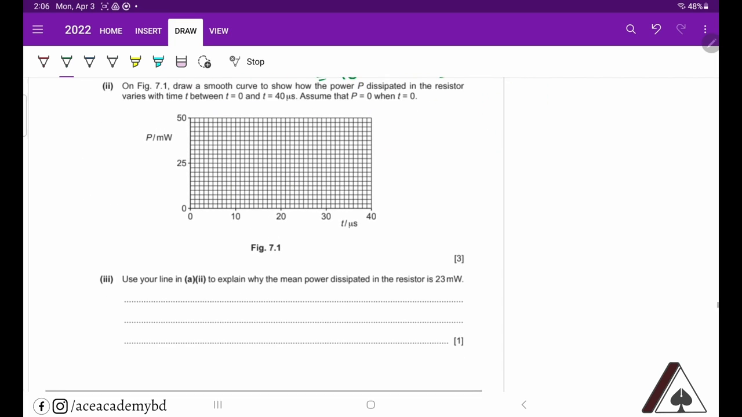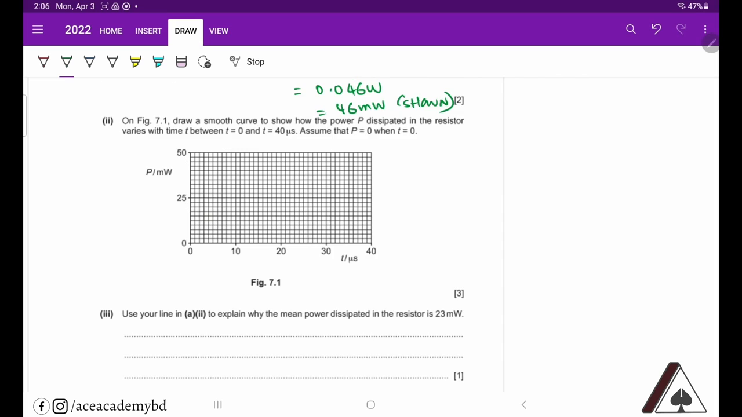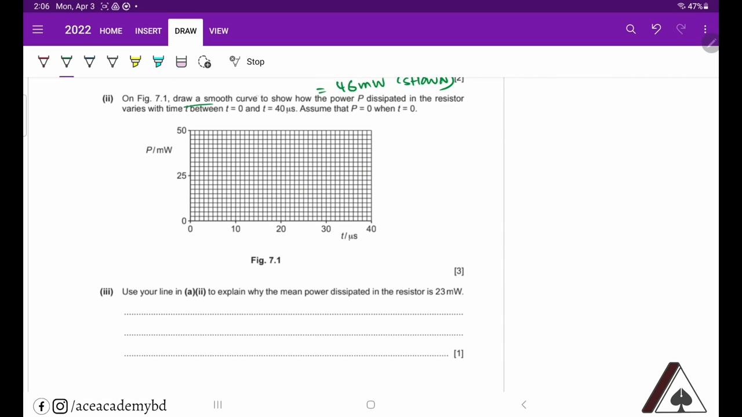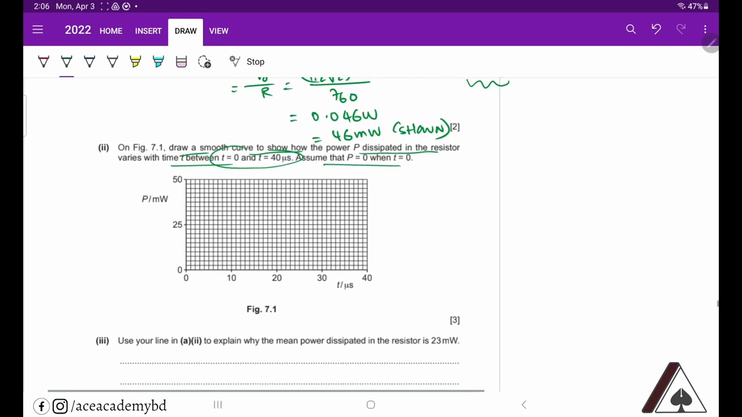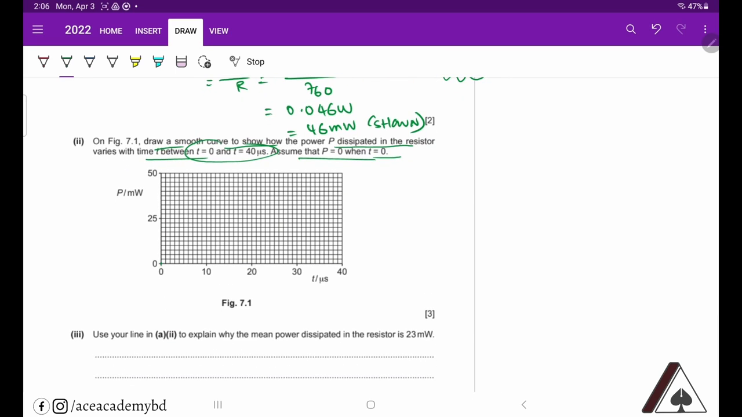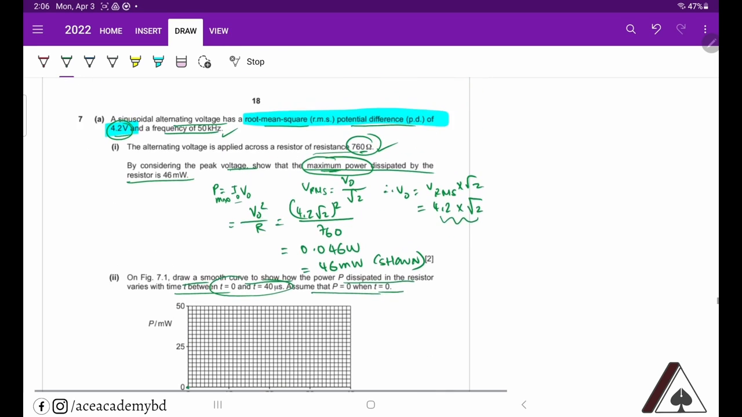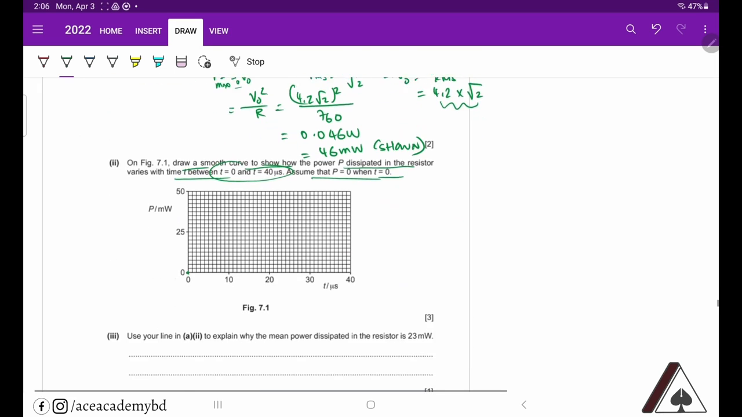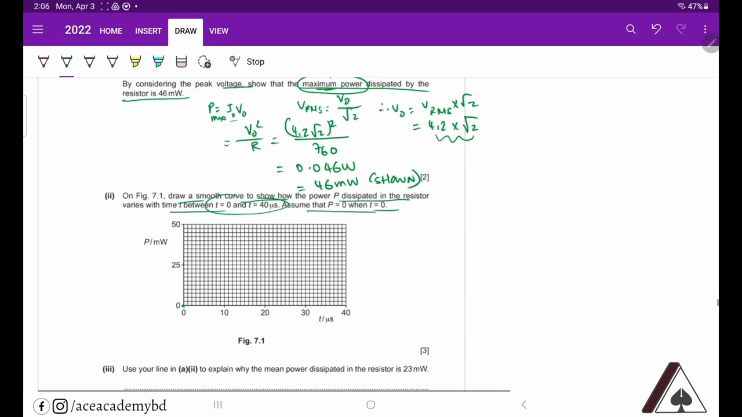Okay, the next part. The examiner asks us, on figure 7.1, to draw a smooth curve to show how the power dissipated in the resistor varies between time t equals 0 and t equals 40 microseconds, assuming p equals 0 at t equals 0. So we are assuming that at t equals 0, our power is also 0. The starting point is already provided by the question.